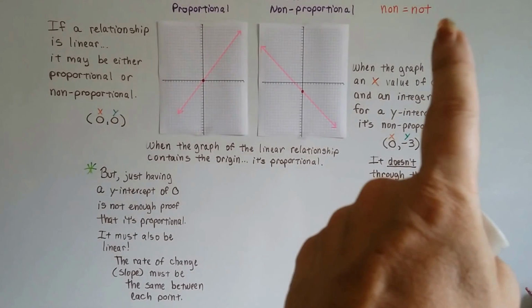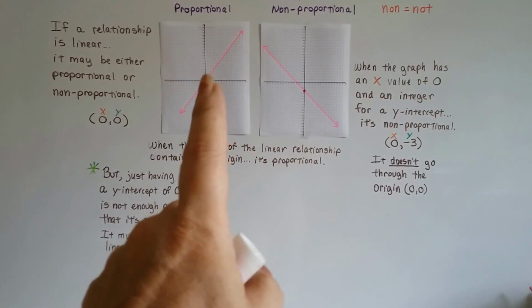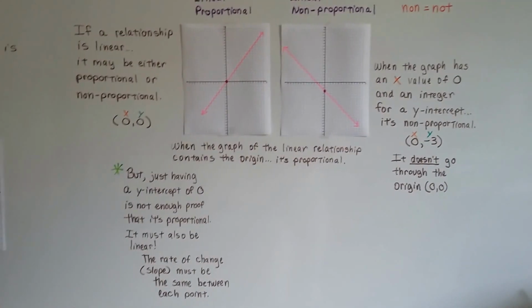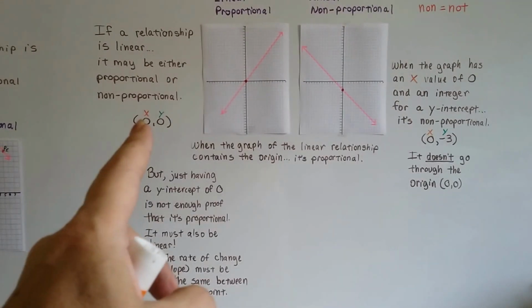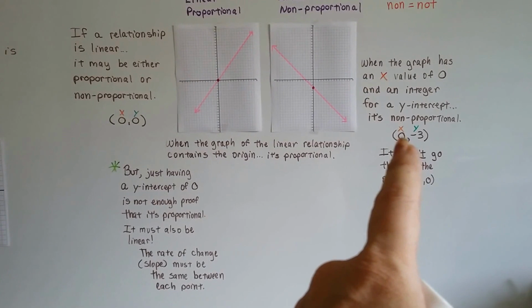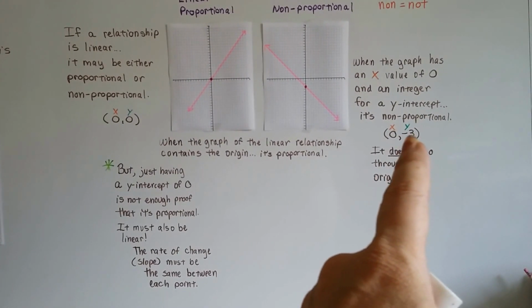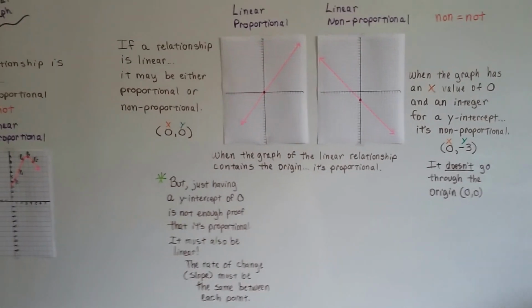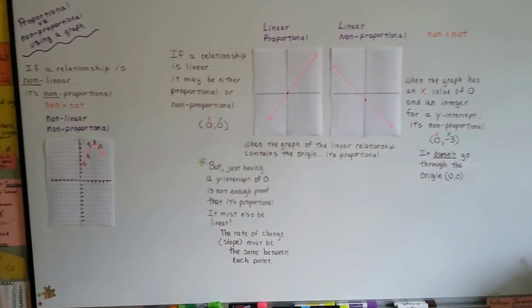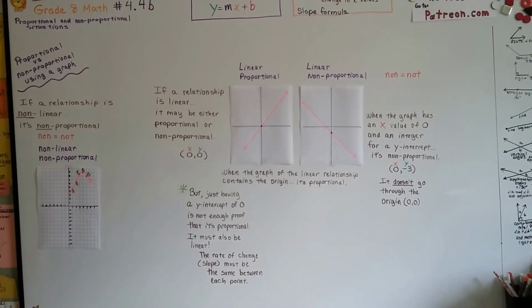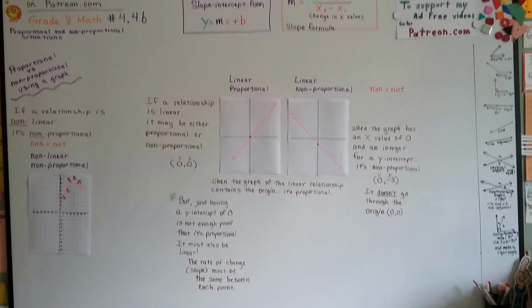So just remember, non is not, and in order for it to be proportional, it's got to go through the 0, 0. And like we said in the last video, you could even see that on the table, because the x value and y value will both be 0, where in the non-proportional one, it'll have an x value of 0 and a y value of something else, some negative or positive number, okay? So it's pretty easy to look at these and tell, all right? You can tell that's not linear because it's kind of curvy, isn't it? All right? So we're going to continue on talking about proportional and non-proportional, and I'll see you in the next video.